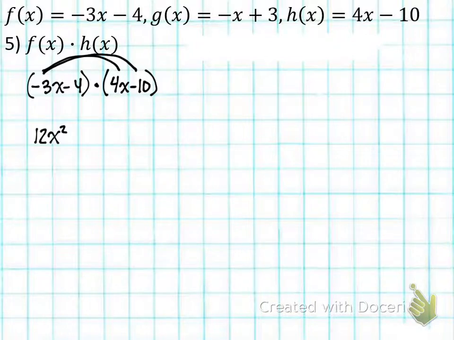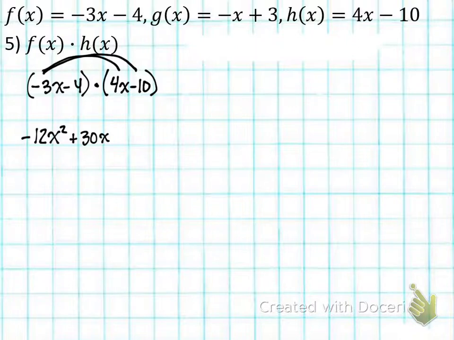What's negative 3x times negative 10? Okay, starting over. Kids, focus. Negative 3x times 4x is negative 12x squared. Negative 3x times negative 10 is positive 30x. Sorry. I was a step ahead of you.